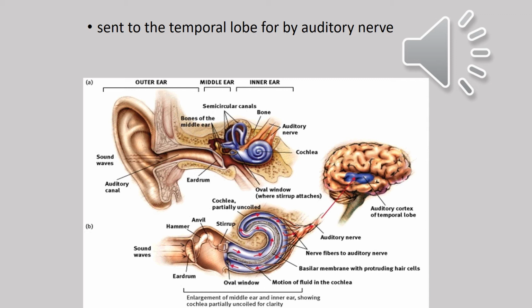Once transduction takes place and the sound waves are converted to a neural impulse, the auditory nerve will pick up the impulse, carry that impulse again up to the thalamus, and the thalamus will send those impulses to the auditory cortex of the temporal lobe for processing or interpretation.